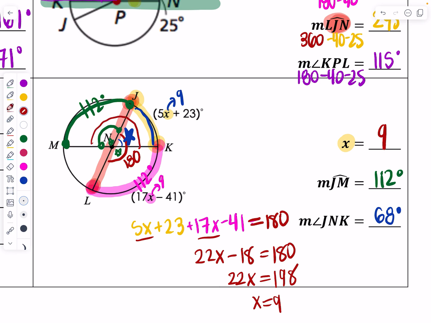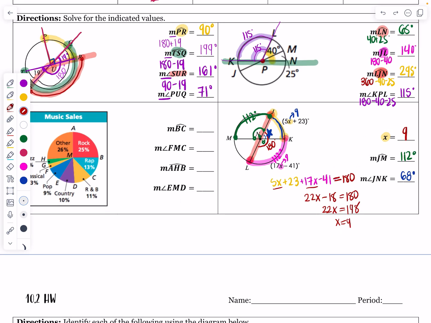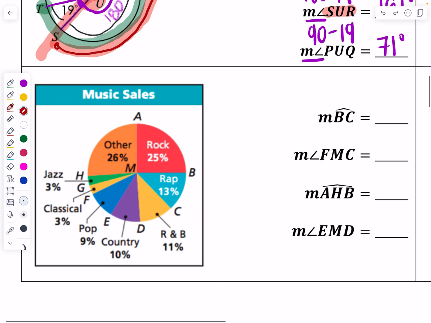So 180 minus 112 also gives me 68 degrees. All right, we did some multiple choice test taking practice on this, and oftentimes you'll see questions like this on standardized tests because they want to take real world data and ask how it would present on a circle. So they have made a pie chart here, a graphic of music sales by genre: rock, rap, R&B, country, pop, classical, jazz, and other. So how do we find the measure of arc BC?